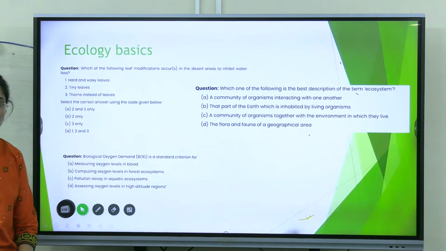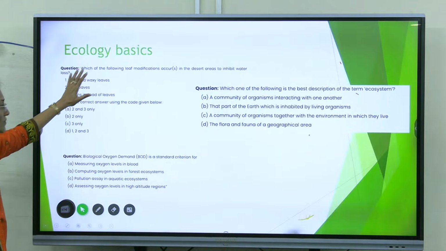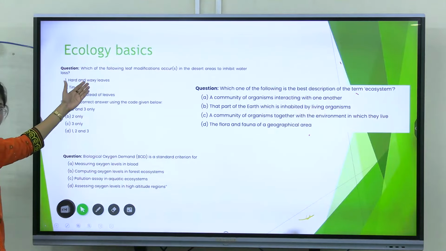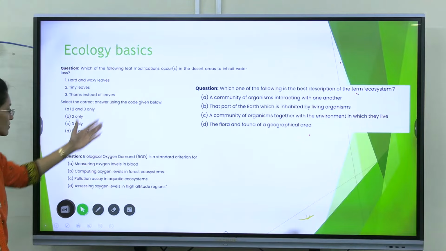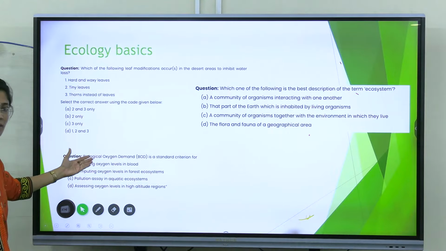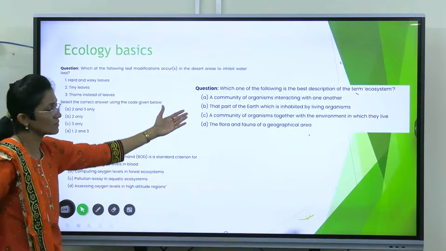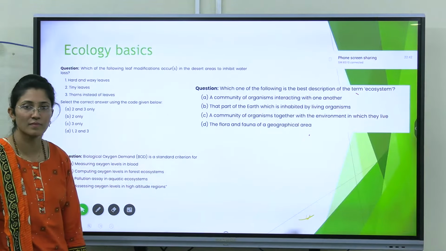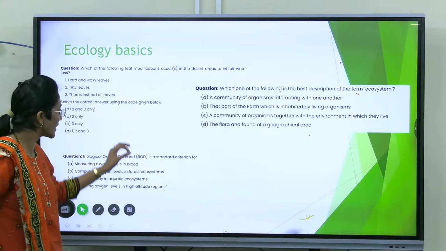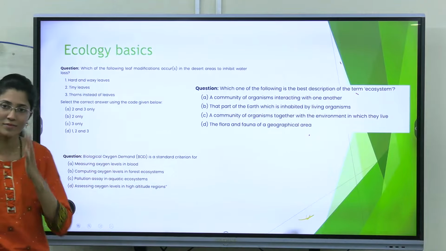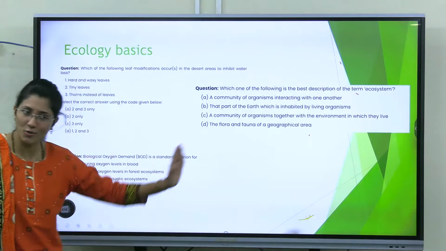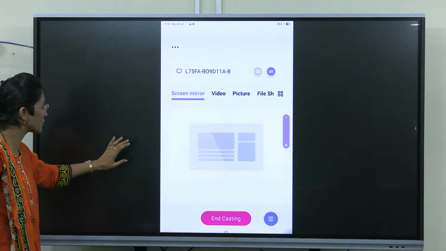See the nature of questions from basics. They're asking about leaf modifications, xerophytic modifications of the desert vegetation, basics, BOD, ecosystem. Do you need any current affairs to answer these questions? To define ecosystem, do you need the help of any current affairs?